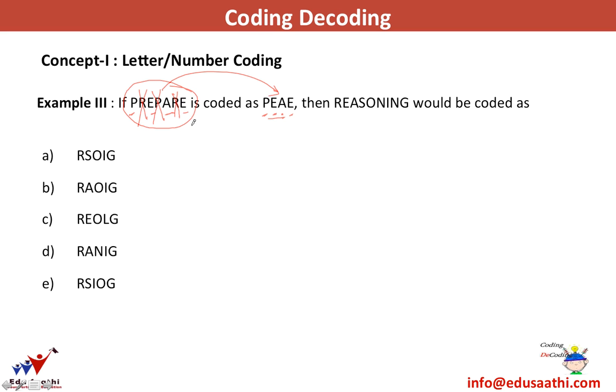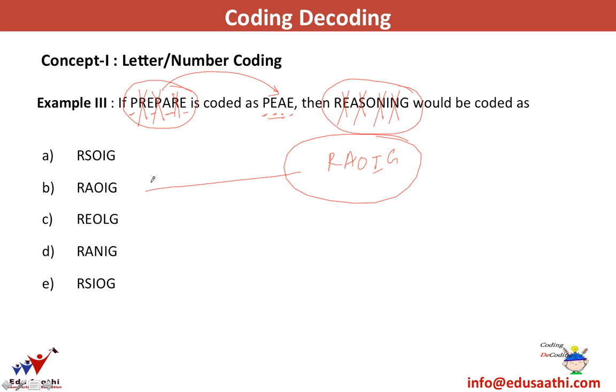So what the examiner is doing is he's coding by leaving out the alternate alphabets. So how would reasoning be coded as? I will take R and I will cancel out E. Then I'll take A and I'll cancel out S. Then I'll take O and I'll cancel out this N here. Then I'll take I and again cancel out this N, and then I write G. So is there an answer option satisfying this logic? Yes, the answer option is B.